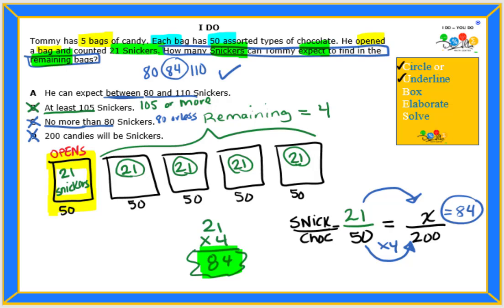So the best answer for how many Snickers can Tommy expect to find in the remaining bags would be A. He can expect between 80 and 110 Snickers, and we figured that that would be 84 Snickers in the remaining bags.